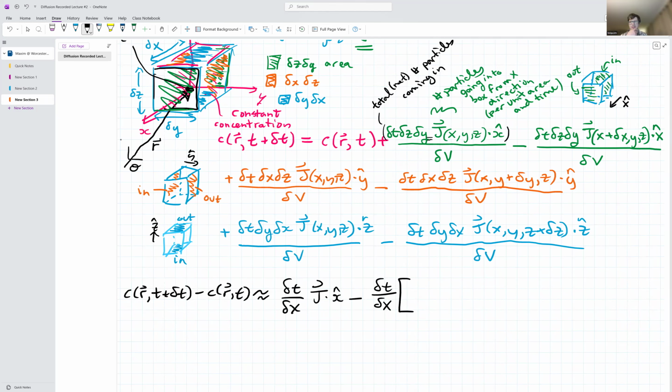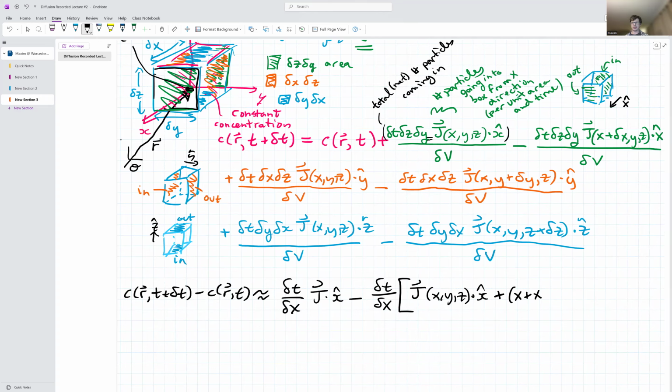And now we do a Taylor series. So that's pretty simple. We have j evaluated at x, y, z, dotted into x hat. Then the first term after that is the first derivative term. So it's plus, and it's going to be x minus x.